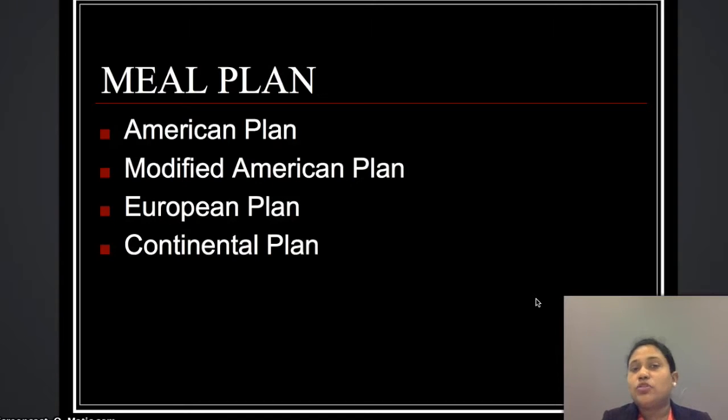Continental plan is the most common plan nowadays, like bed and breakfast, where they offer the room as well as the breakfast. Why do we need to know the various types of plans? It's because when you key in a reservation, it's very easy if you mention what plan the guest is on, so that it's easy for the reception staff as well as the cashiers to key in the appropriate charges onto the room folio.